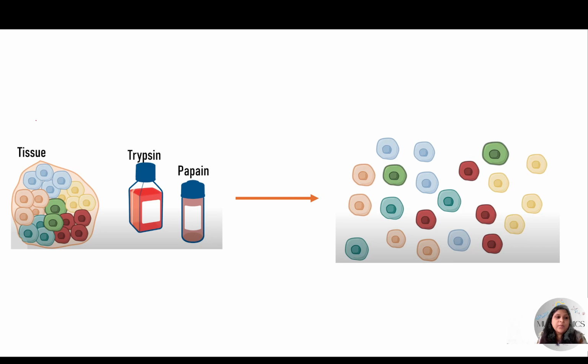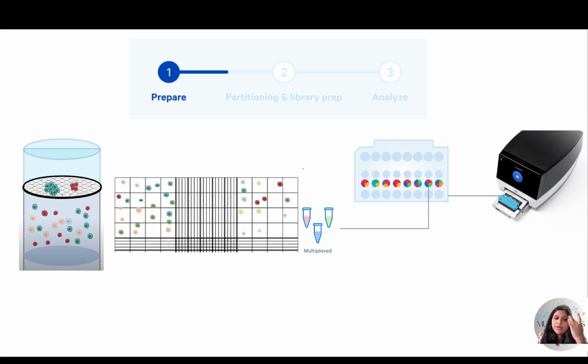So this is the diagrammatic explanation. This is the tissue, and when we use the digestive enzymes like papain and trypsin, the adhesion is lost and we get single cells. Then after the cells are separated, they pass through a cell sorter, and the cells which are not yet separated are sieved out through a mesh. And here, with the help of the cell sorter, we can also count the cells. And then we usually go for multiplexing. Now, what do you mean by multiplexing?